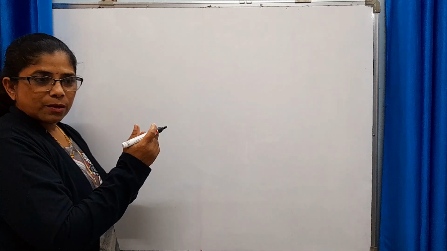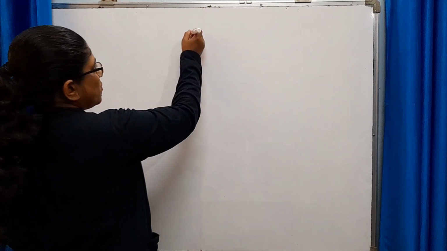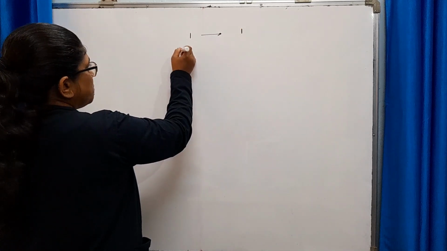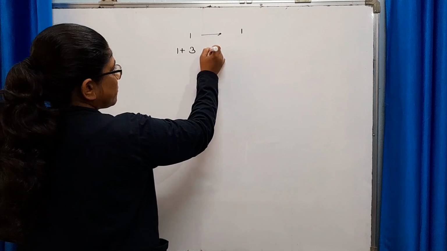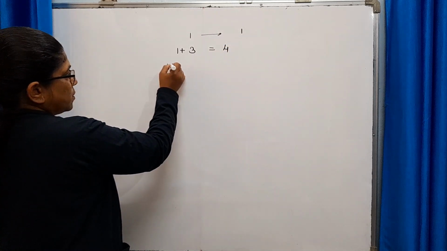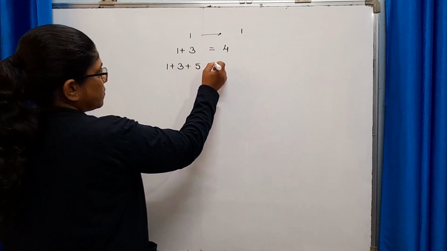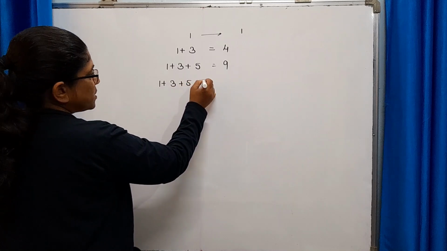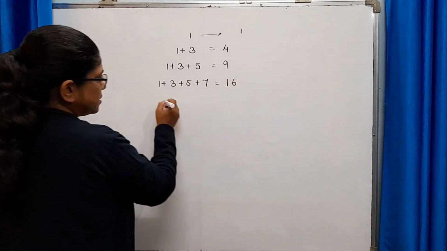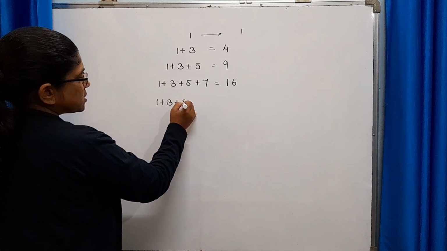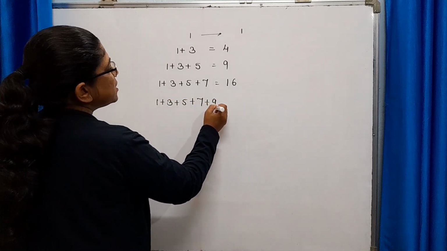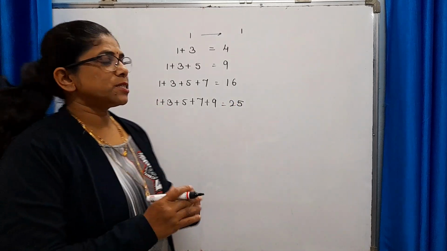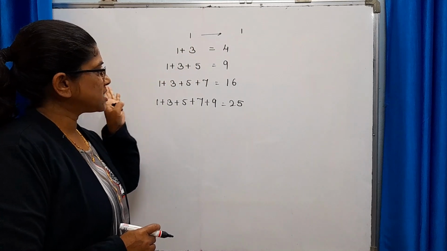Let's see the sum of odd numbers. First is 1. This is 1 itself. 1 plus the next odd number 3, the sum is 4. 1 plus 3 plus 5, the sum is 9. 1 plus 3 plus 5 plus 7, the sum is 16. 1 plus 3 plus 5 plus 7 plus 9, it's 25. Just observe these numbers carefully: 1, 4, 9, 16, 25.